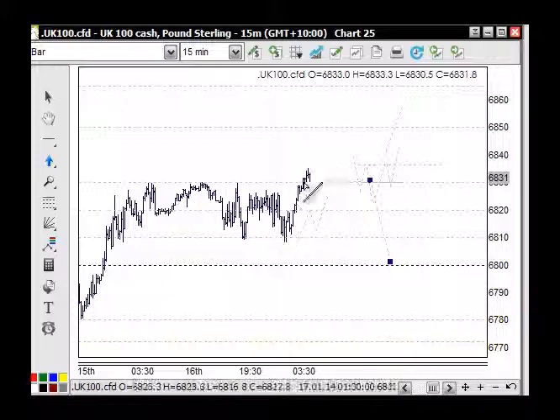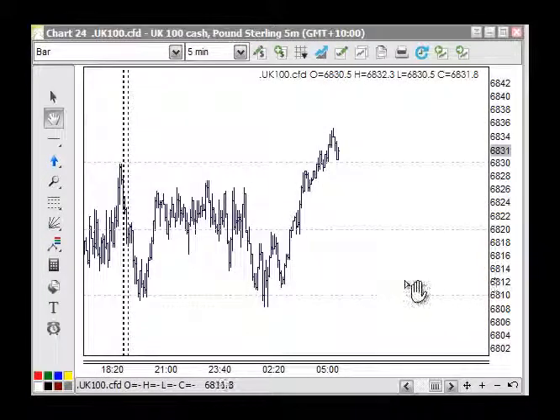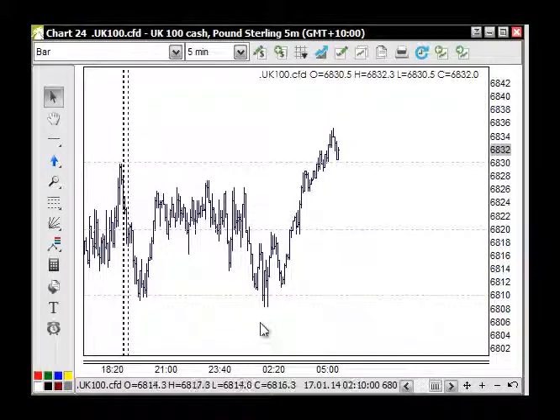This little 5-wave structure up here, we need to investigate a little bit closer on the 5-minute chart. We can see that we've got wave 1 here and wave 2 here. So that's wave 1 as such, wave 2 here as such, and in wave 3 going up here we've got 1, 2, 3, 4, 5.